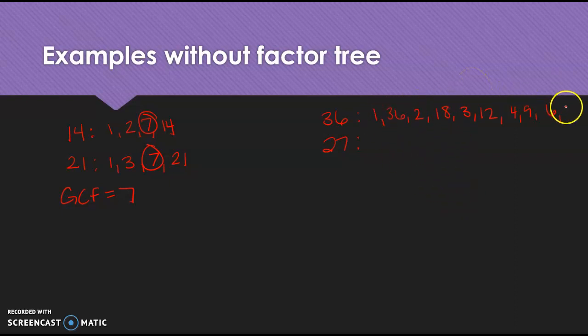So we found all of our numbers there, so then I can do it with 27. So I know it's 1 and 27. Not even, so 2 doesn't go into it. 7 plus 2 is 9, so 3 goes into it 9 times.